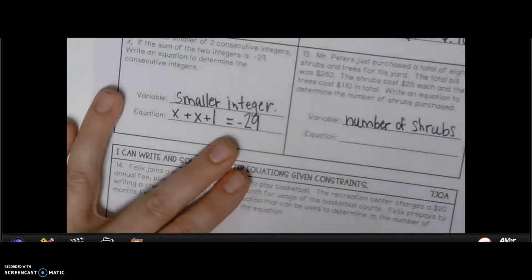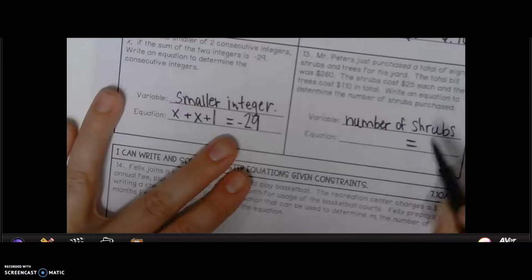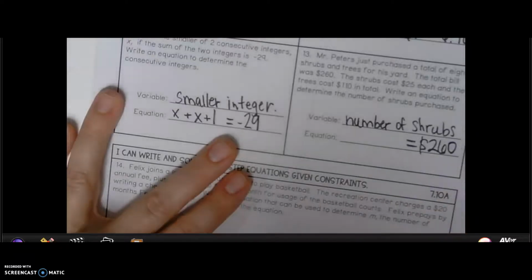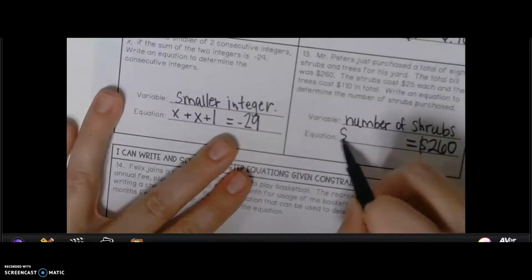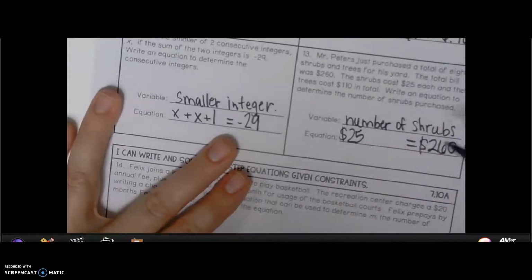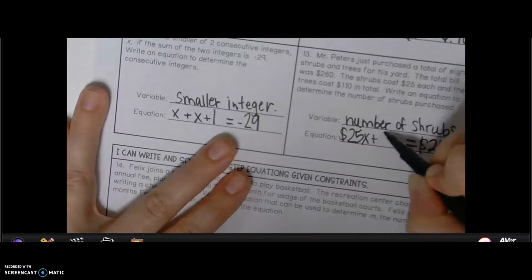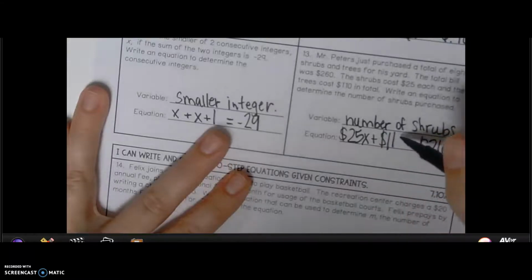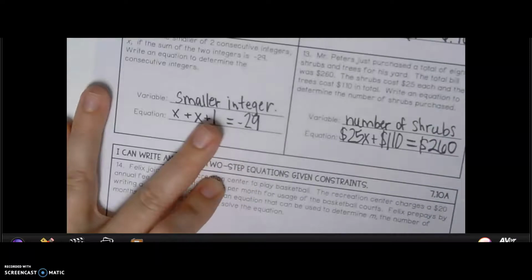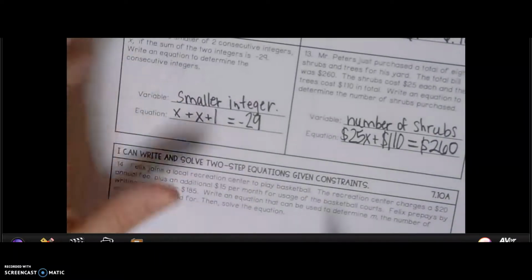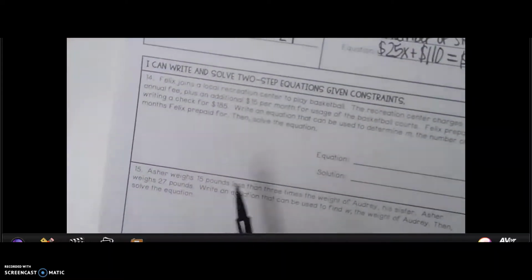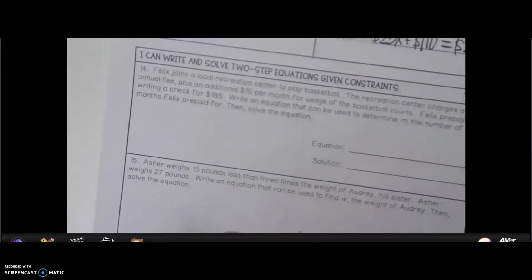Okay, and then we're going to do our equation with the rest of the information that we know. So he just purchased a total of 8 shrubs and trees for his yard. The total bill was $260, so I know my equation is going to equal $260. The shrubs cost $25 each, but we're not exactly sure how many he purchased, so that's where our X goes, plus the $110 for the trees. Okay? So our equation will be 25x plus 110 equals 260. Now in these, we are going to write the equation and then we are going to solve them.